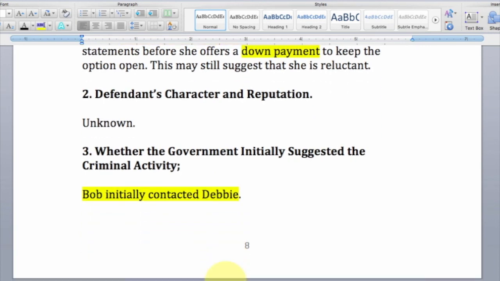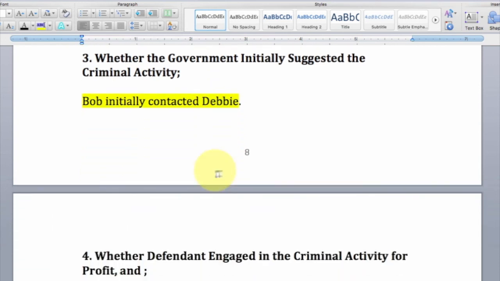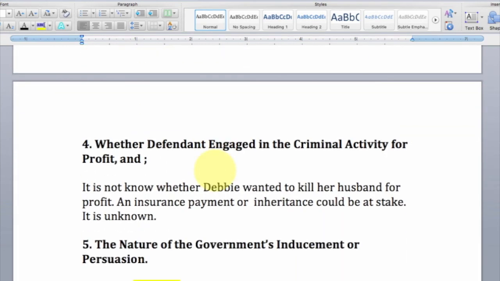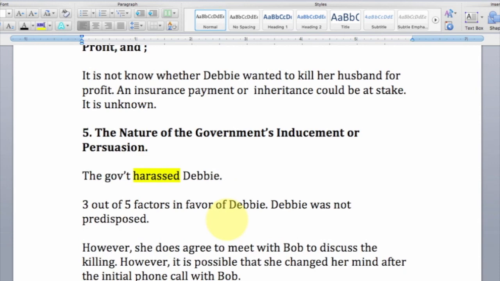Okay, and then, let's see now. Well, the government initially suggested the criminal activity. So Bob does open with that question, and that could help Debbie. And then of course we have the nature of the government's inducement or persuasion, and it's mentioned earlier that Bob seemed like he was even harassing Debbie. So I'm going to say that 3 out of these five factors favored Debbie.